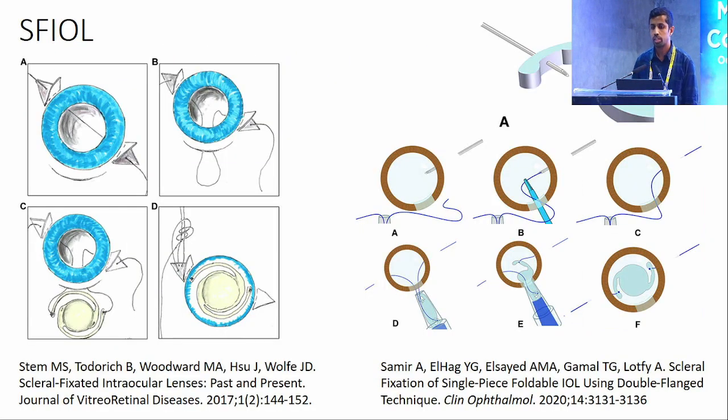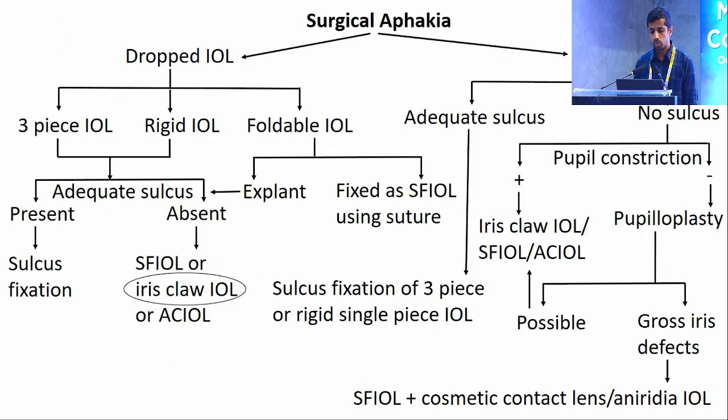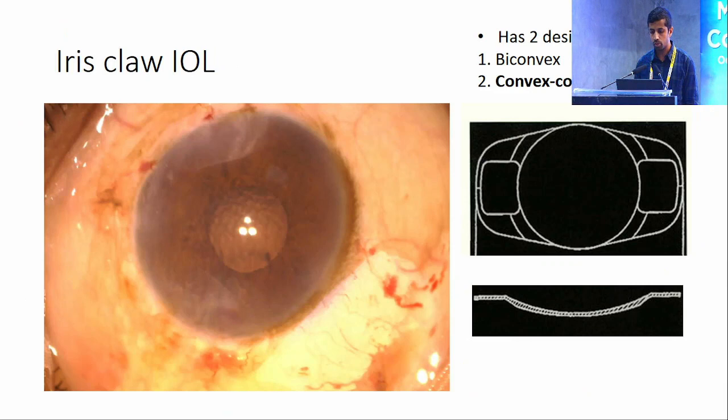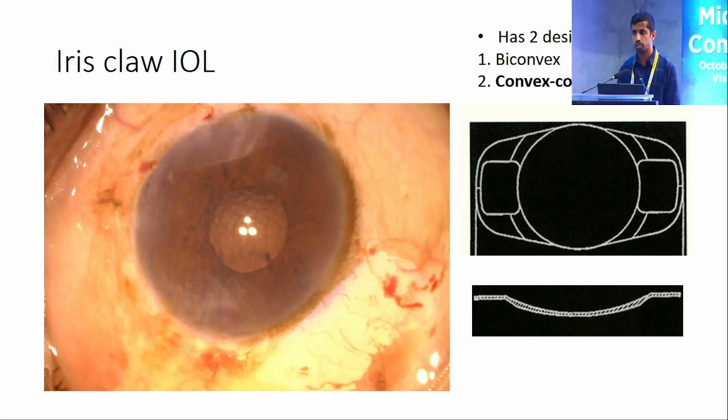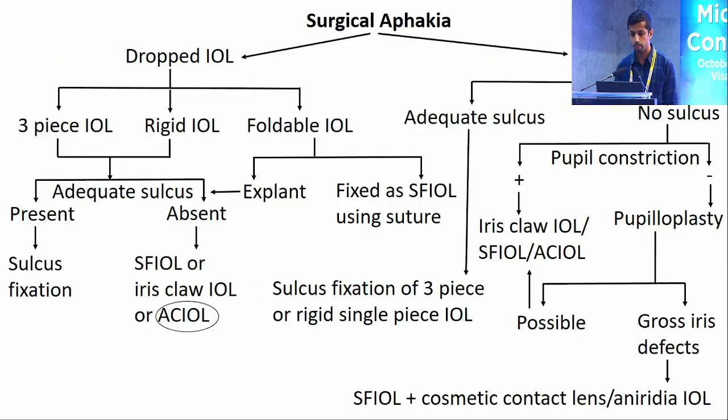So there are various other methods like Prolene suture fixation, and this is a flange technique of SFIL fixation. Then we have already seen the technique of iris claw IOL. There are two designs: a biconvex design and a convex concave design. The convex concave design with the concave surface placed upwards is better. It avoids pupillary block. If you are using a biconvex design or placing the convex surface upwards, it is important to plan a surgical PI.